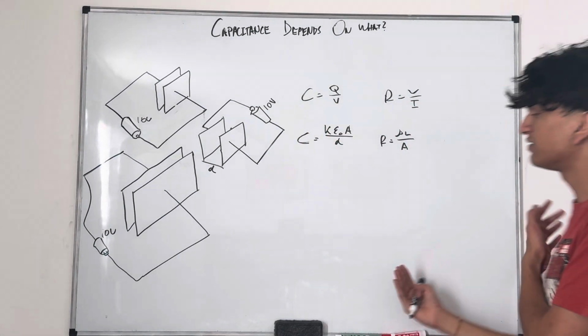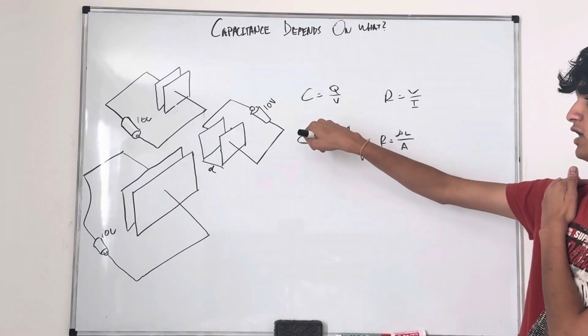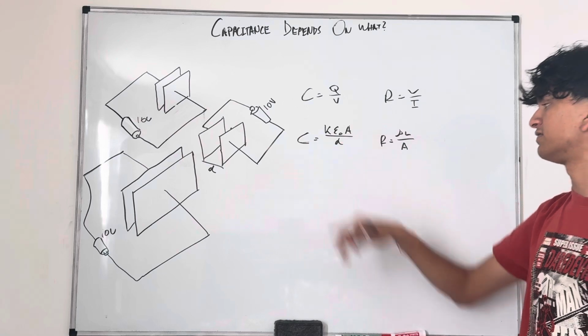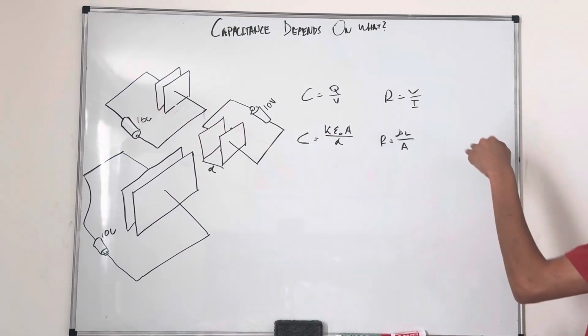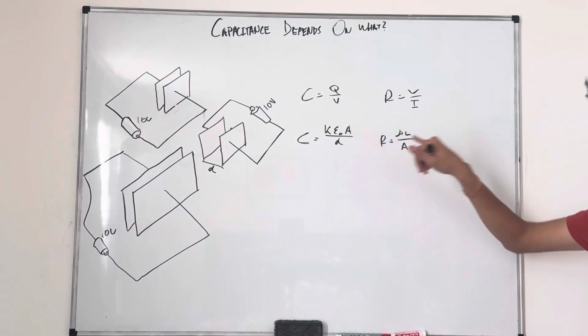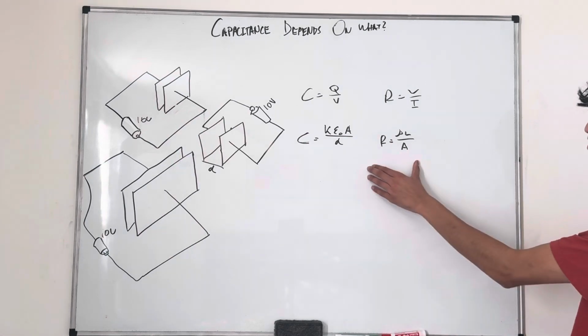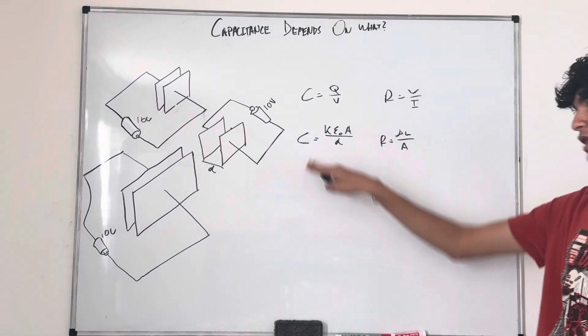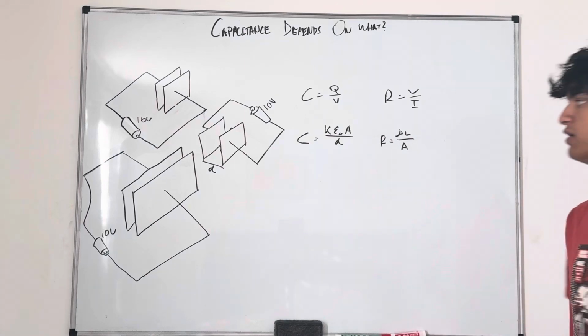Capacitance really does depend on the dielectric constant, which we'll talk about, and the area and the distance. Resistance really does depend on the resistivity and the length and the area. This equation shows how the resistance is affected by its physical properties. Same thing with the capacitance equation. So that's how you can draw some parallels there.